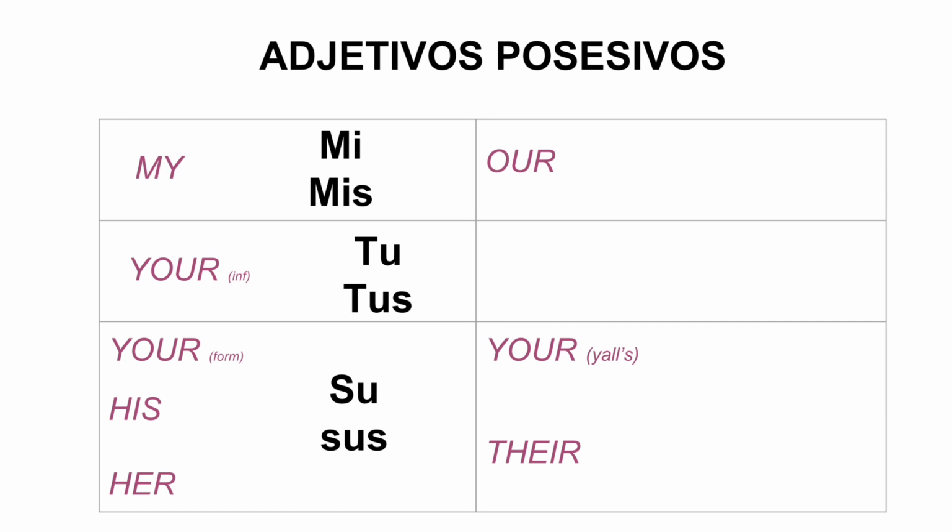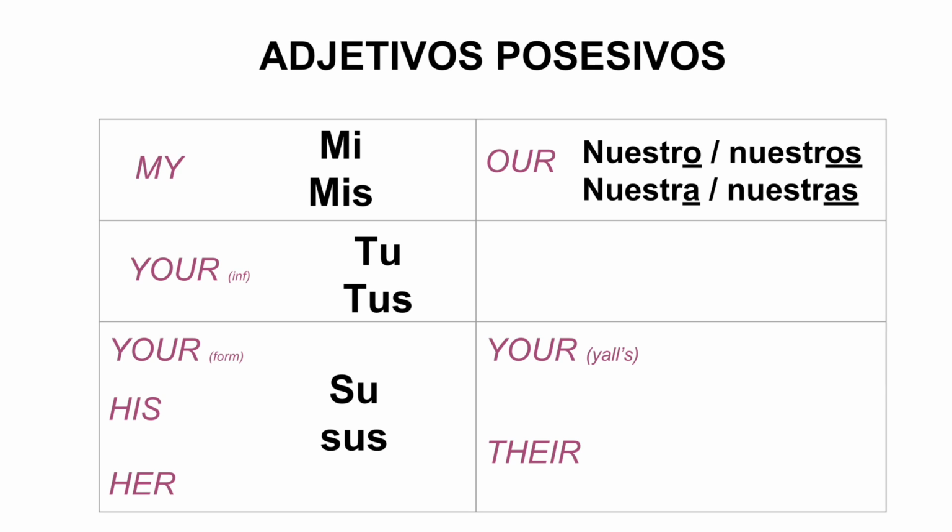Okay, up here at our, it's not more complicated, just a few more choices. Our is very similar to we, which is nosotros. This is called nuestro. You have four choices: nuestro or nuestros.